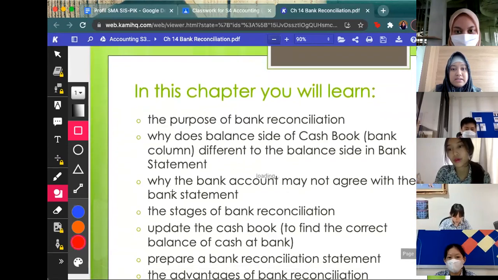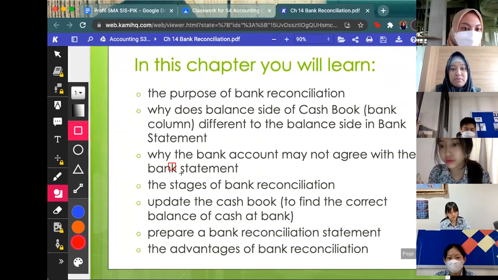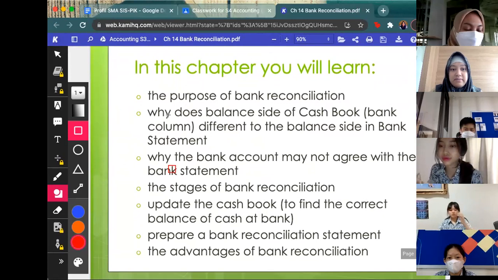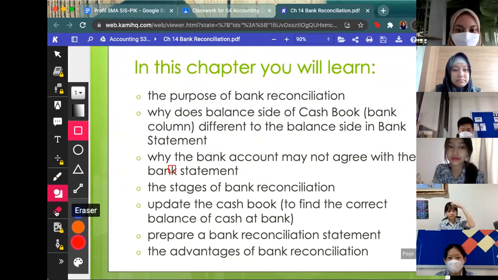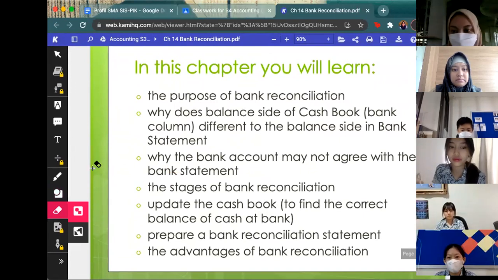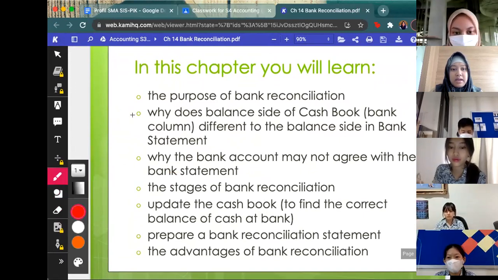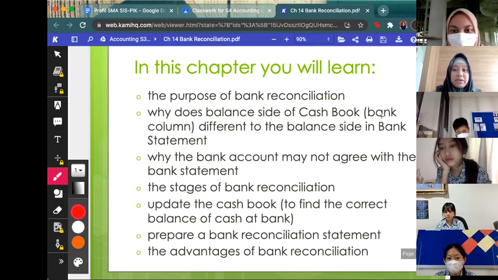Next, in this chapter you will learn the purpose of bank reconciliation itself, and then why the balance side of the cash book bank column is different. Remember, we are focusing only on the bank account. Now I want you to recall what we have learned before about cash book. I give you 1 minute.